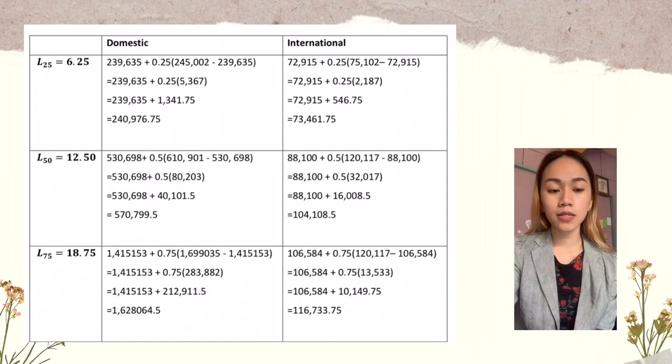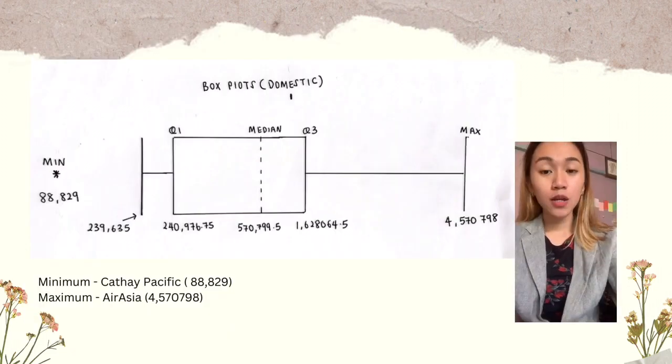We will repeat the same step to calculate the final percentile totals for the 50 and 75 percentiles for domestic and international airlines as I have explained, and we will get the amounts as shown in the slide. So after getting the percentiles, we can draw a box plot for both airlines.